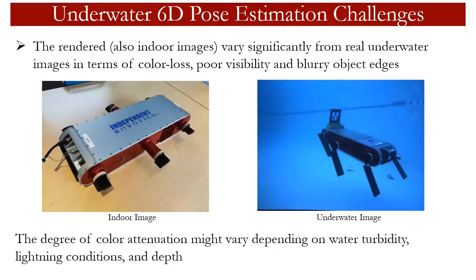Comparing indoor and underwater images, we can clearly see that the red color is attenuated in the underwater image of Aqua 2. Moreover, the degree of color attenuation might vary depending on water turbidity, lighting conditions, water depth, capturing camera instances, and so on. Thus, using only rendered images for training hampers the performance of deep learning-based 6D pose estimation methods, as the training domain and the testing domain are significantly different.